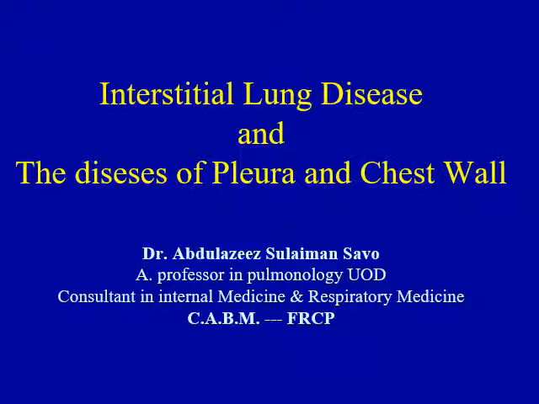My lecture today is about interstitial lung disease and the diseases of the pleura and the chest wall. The lung, the pleura and the chest wall act together to perform the main function of the respiratory system, which is ventilation and gas exchange. So any disease affecting the lung, the pleura or the chest wall will interfere with this function. They cause a problem in gas exchange. So I will discuss each disease separately.